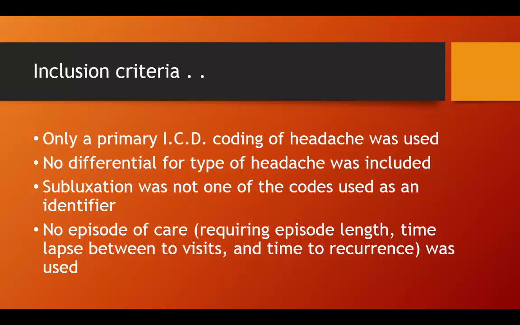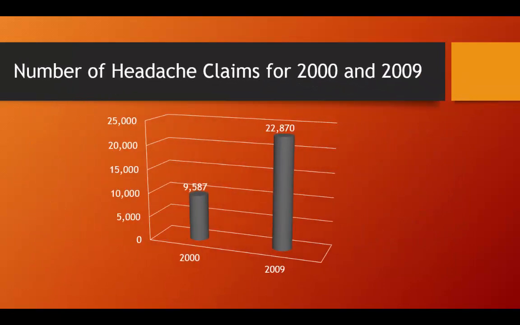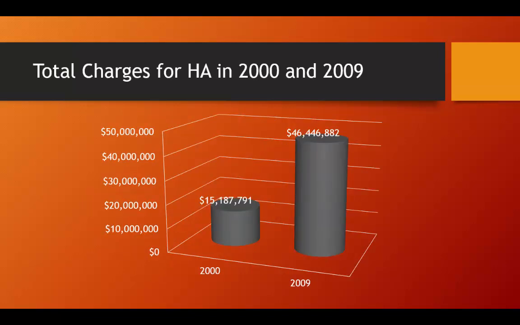Subluxation was not one of the codes used as an identifier, and no episode of care requiring episode length, time lapse between visits, and time to recurrence were used. In this North Carolina population, the number of headache claims in 2000 was 9,587, increasing to 22,870 in 2009. And the total charges for headache in 2000 were over 15 million, but in 2009 increased to over 46 million.